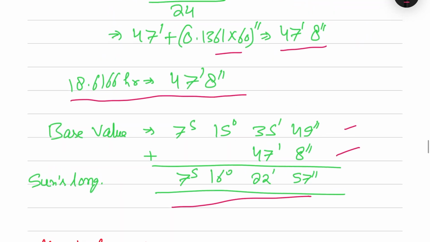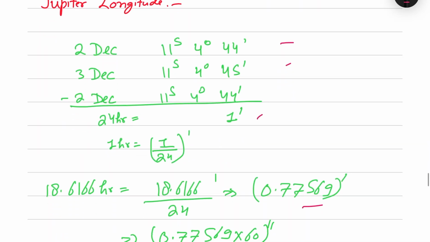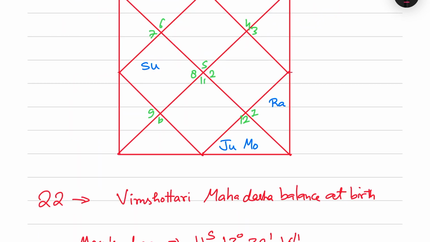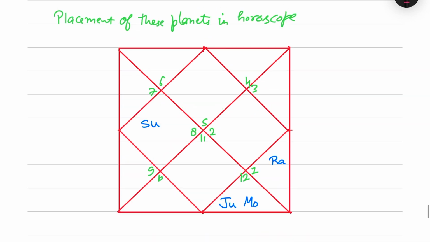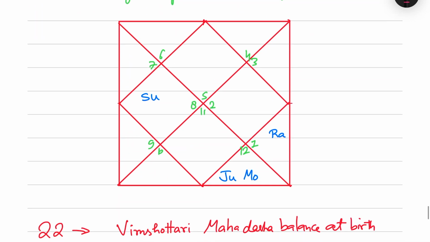The Sun is 7 signs past, so it will lie in Scorpio. Jupiter and Moon are 11 signs past, so they will come in Pisces. Since Rahu is 0 signs past, it will come in Aries. So till here we have solved the 20 marks question.